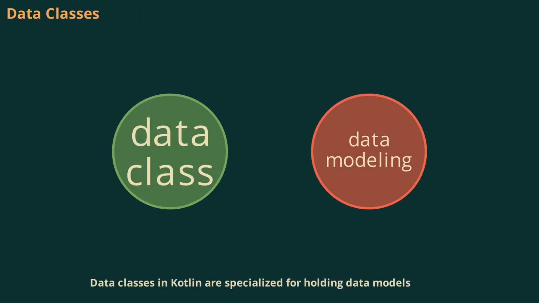Data classes in Kotlin are specialized for holding data models. By using the data keyword, Kotlin automatically generates boilerplate functions like toString, equals, hashCode, and copy. This makes data classes ideal for representing database records or simple data containers. Data classes simplify code and reduce repetitive tasks, allowing you to focus on the logic that matters.